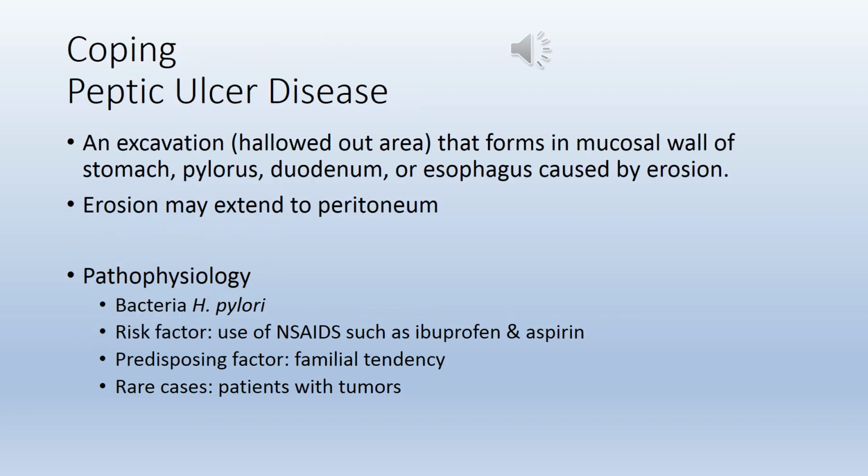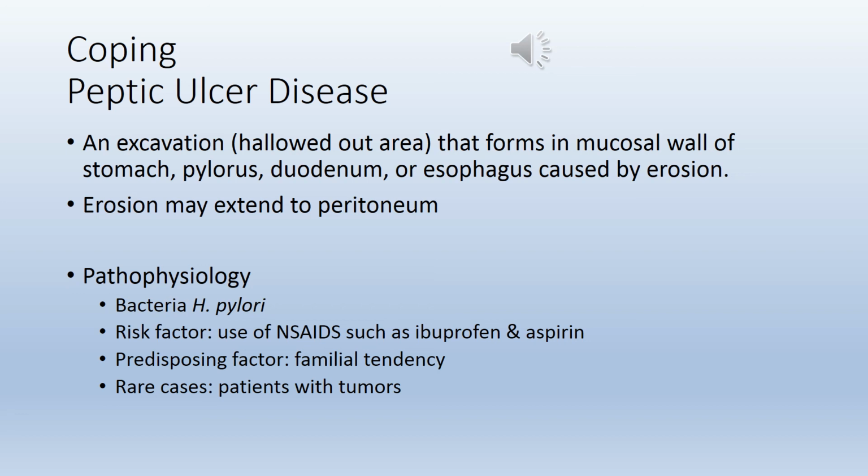With the concept of coping, the peptic ulcer disease exemplar is an excavation, which is a hollowed-out area that forms in the mucosal wall of the stomach or pylorus or duodenum or esophagus caused by erosion. This erosion may extend to the peritoneum. The pathophysiology of peptic ulcer disease is that of a bacteria called H. pylori. A risk factor is the use of NSAIDs such as ibuprofen and aspirin.